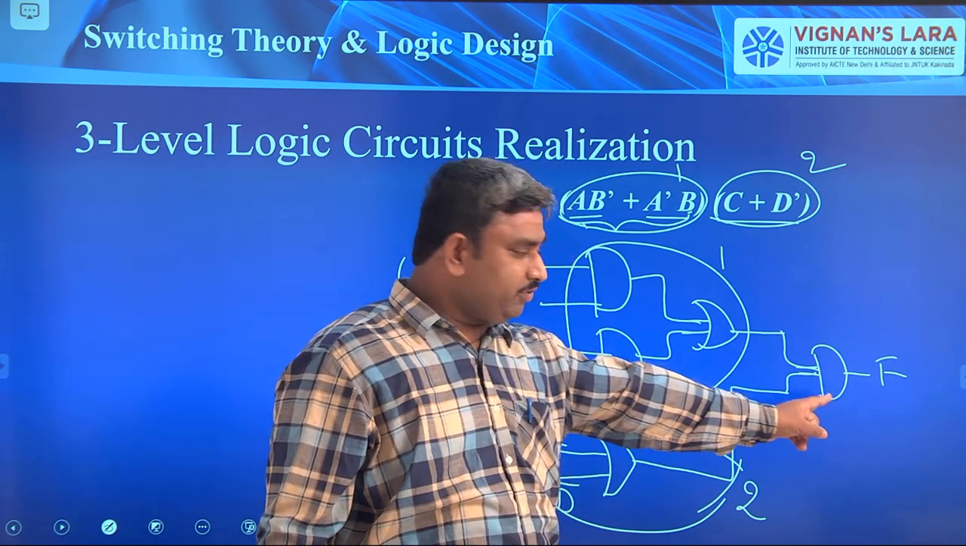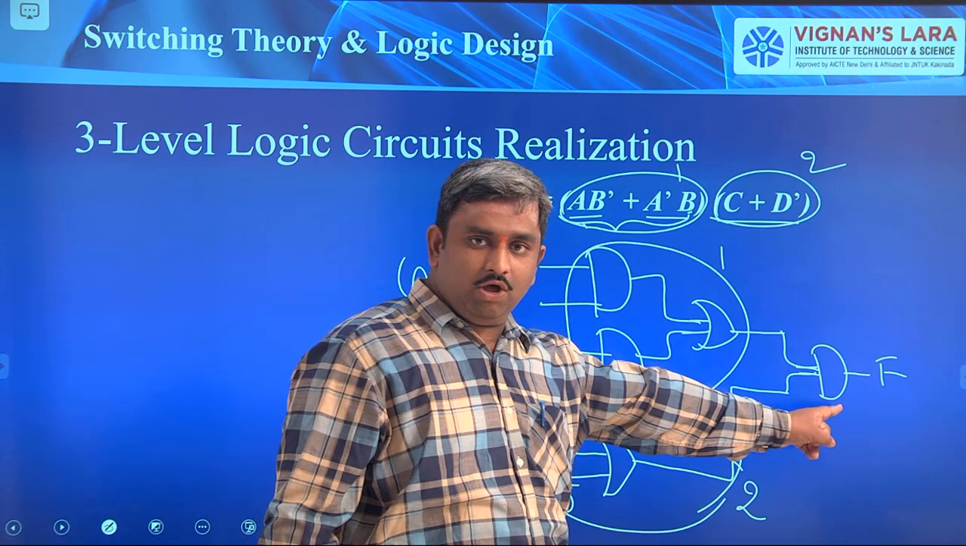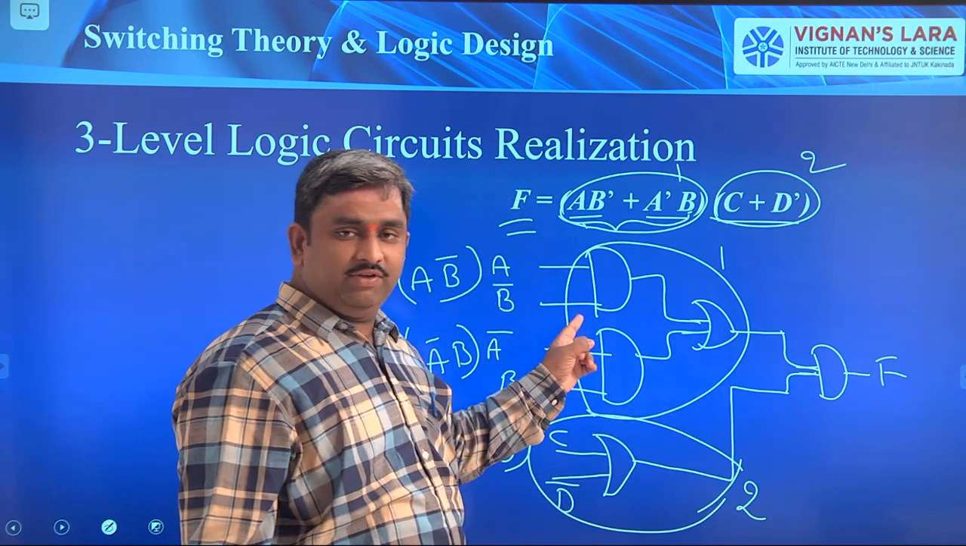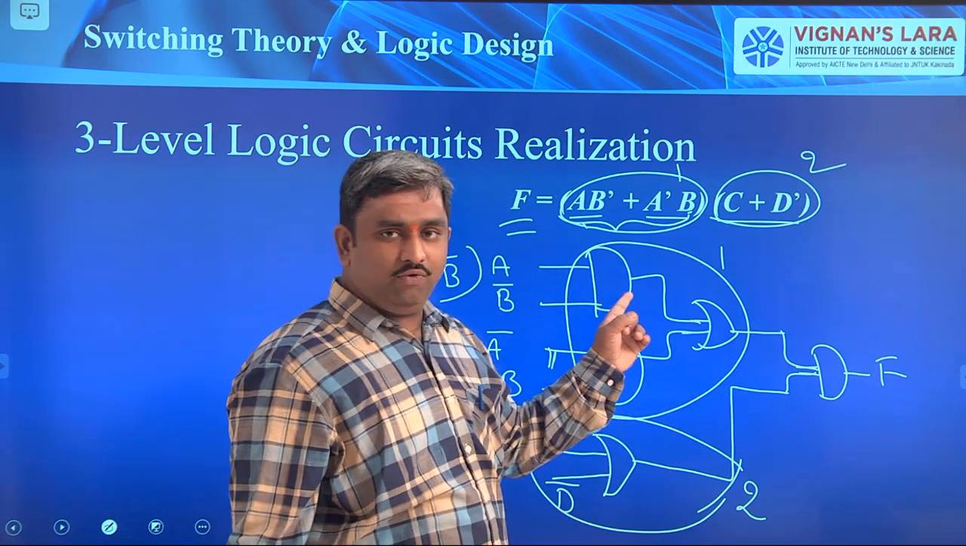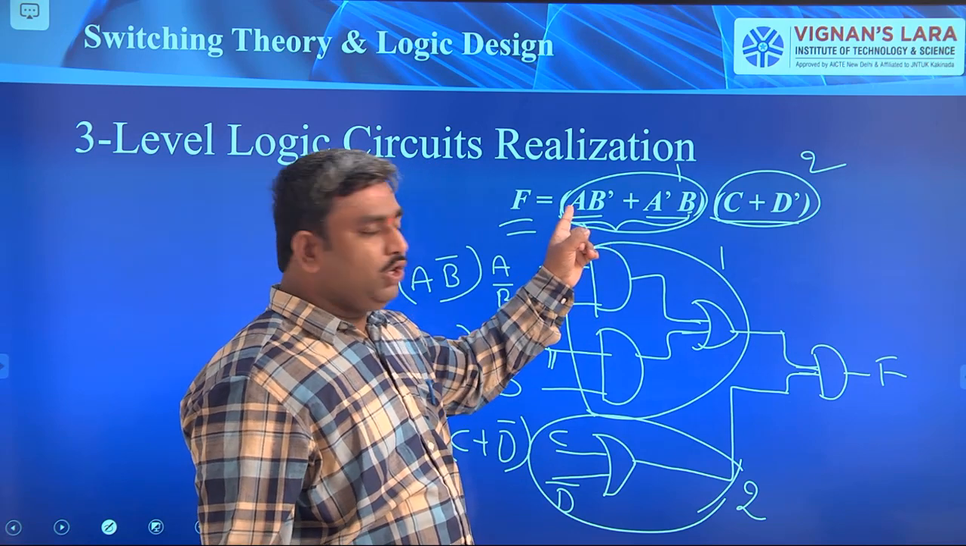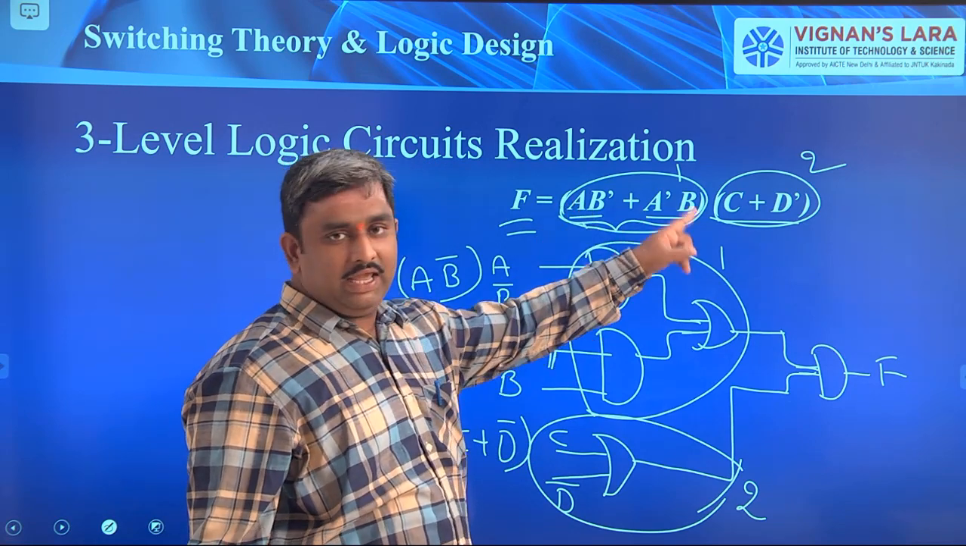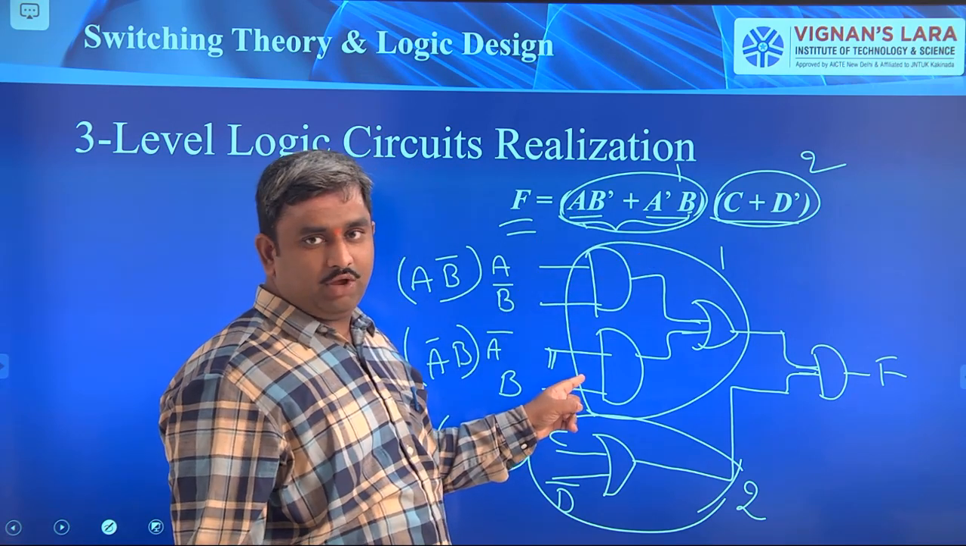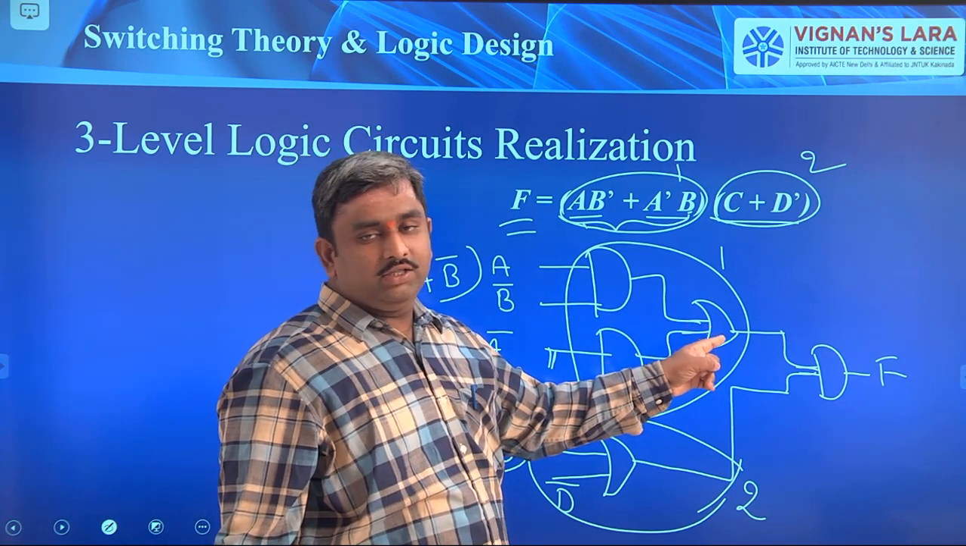But to get this product, for example, if you want to do this operation, you have to be ready with the first and second operations. So in the first, you have to implement the A B bar function and the A bar B function. These two functions you have to implement first, and then you will get this operation.